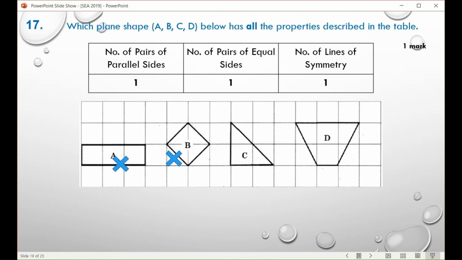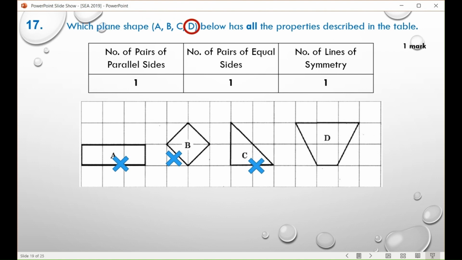So let's look at C. And we have a right angle triangle. Do we have any pairs of parallel sides? One side is pointing up, one side is flat, and the other one is at a slope. So there are no pairs of parallel sides there. Since A, B, and C are not the answer, then clearly it must be D.